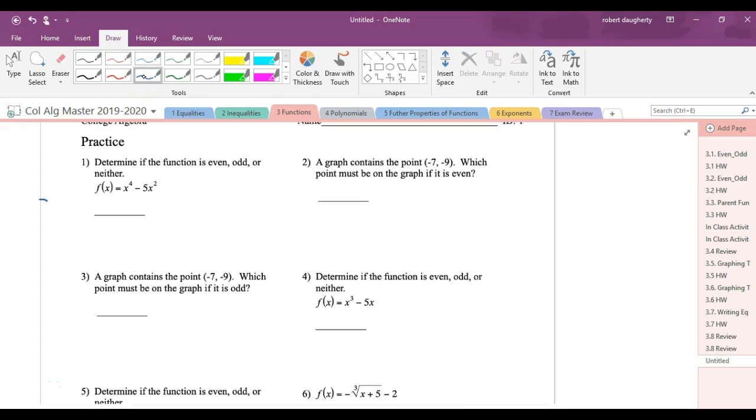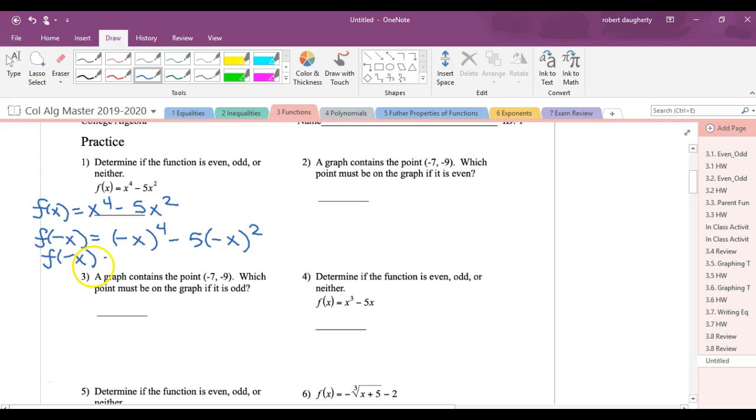Okay, so in order to do that, f of x is equal to x to the fourth minus 5x squared. F of minus x is equal to minus x to the fourth minus 5 times minus x squared. Well, minus x to the fourth, that's minus x, minus x, minus x, minus x, 4 of them. So f of minus x is the same as x to the fourth minus 5, and then minus x squared is the same as x squared. So here's f of x, here's f of negative x, they are equal. So this function is even.